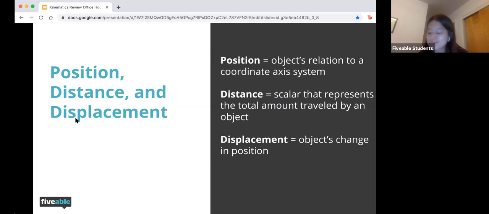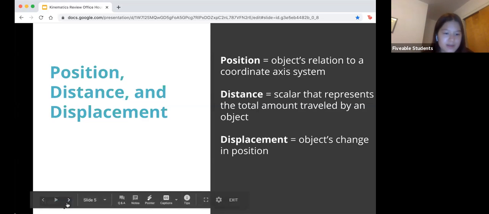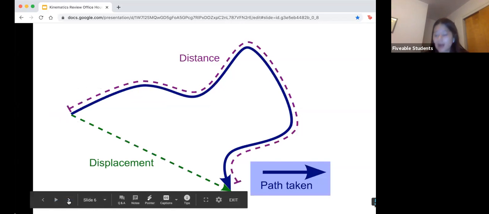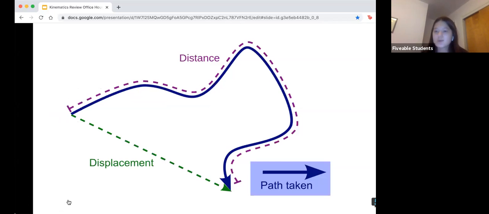And let's compare that with displacement. Displacement is an object's change in position. All right, so I'm going to talk a little bit. I do have another slide, but I don't want to go too much. I definitely like this visual. So displacement in its simplest terms is the change in position, right?